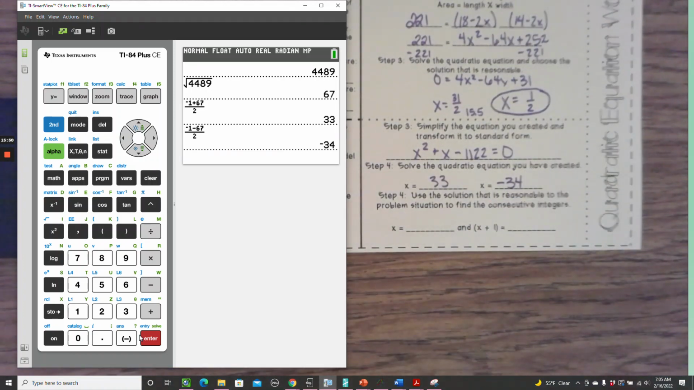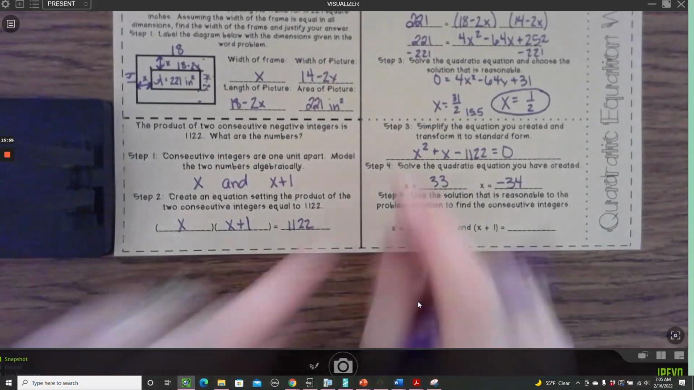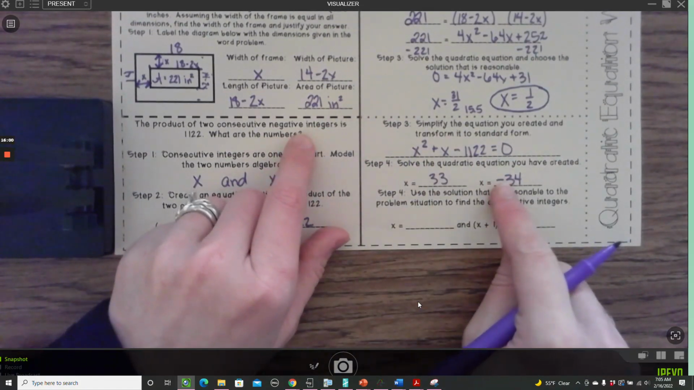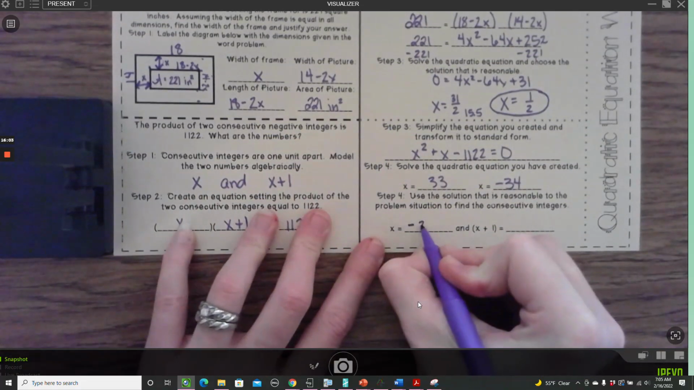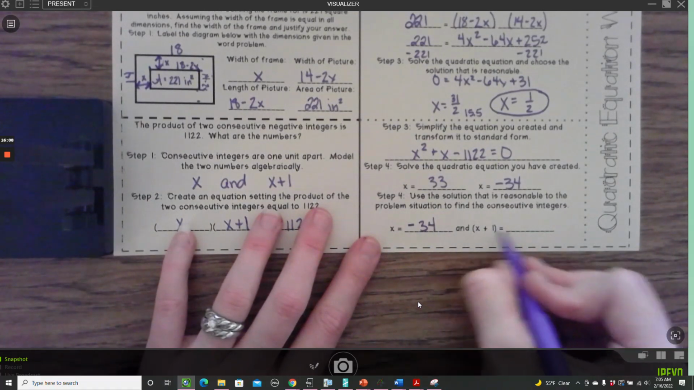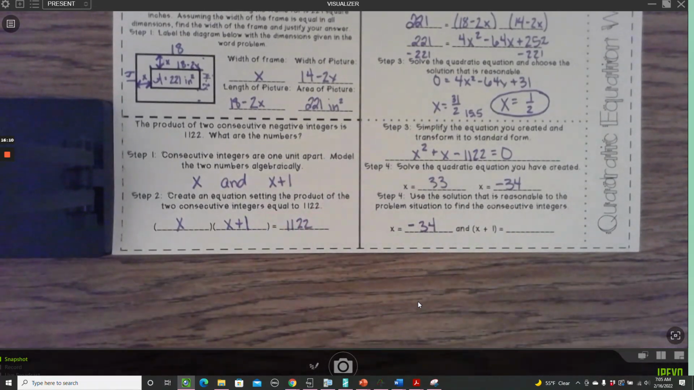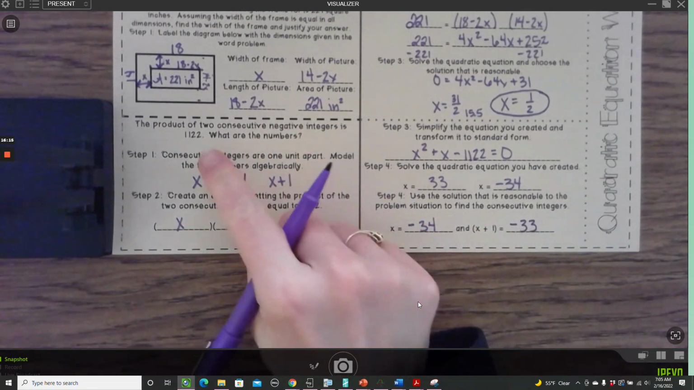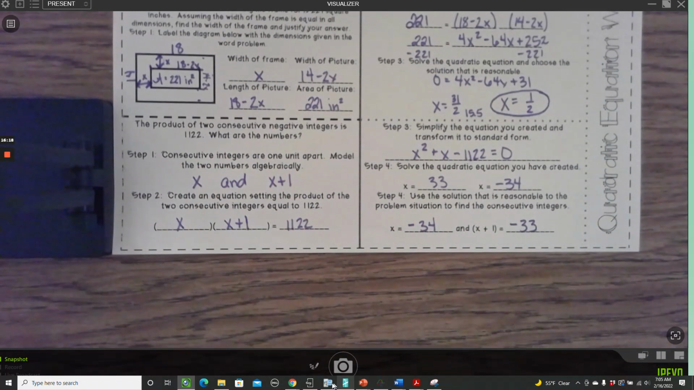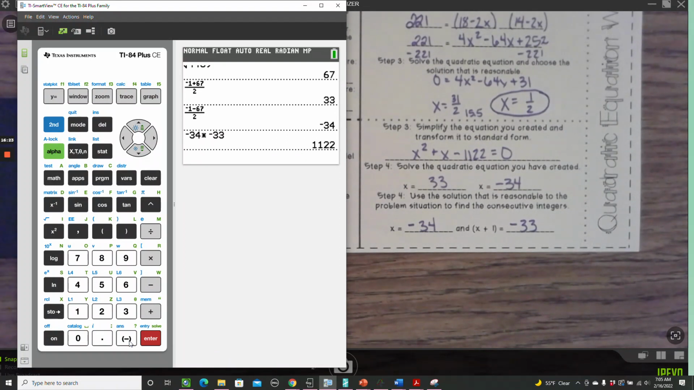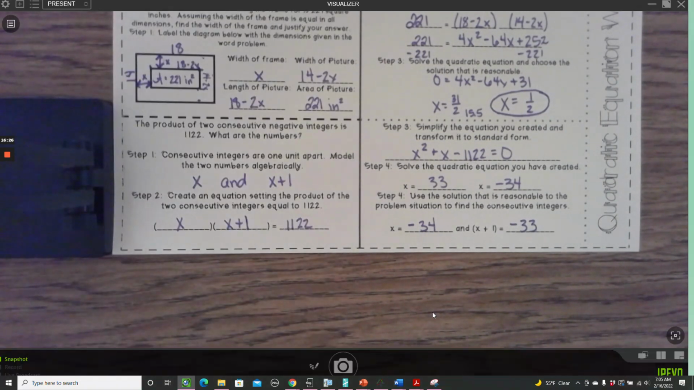So we have to use the solution that is reasonable. Look at the problem in a situation like this. We want consecutive negative integers. So we know that this is the value we're going to use, this negative 34. Okay, that's the one we want. Then, to find our other value, x plus 1, negative 34 plus 1 gives me a negative 33. And again, that product should be 1122 when I multiply those two numbers together. So negative 34 times negative 33 gives me a positive 1122.